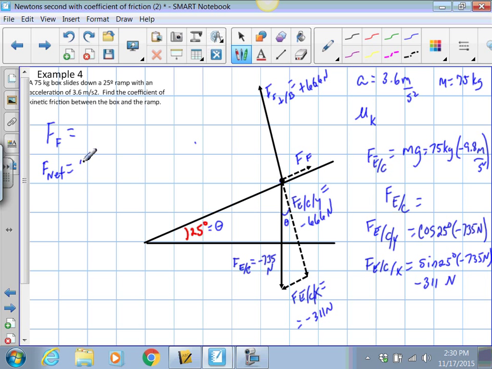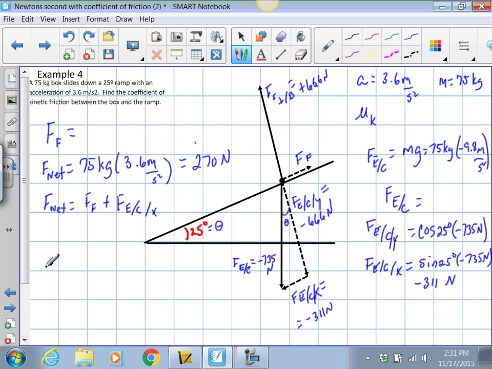But we can find the net force because we know mass was how much? 75 kilograms. And we do know the acceleration of 3.6 meters per second squared. So that's going to be equal to how much? 270 is correct. Thank you, Chen, for the scientific notation. So now we have F net is equal to this, MA, but F net is also equal to force of friction plus force earth on crate in the x.